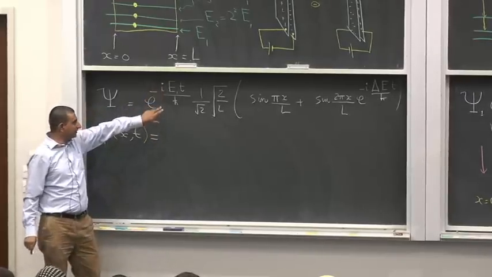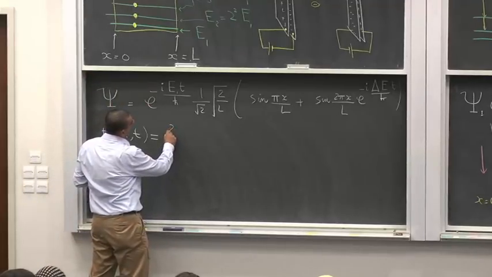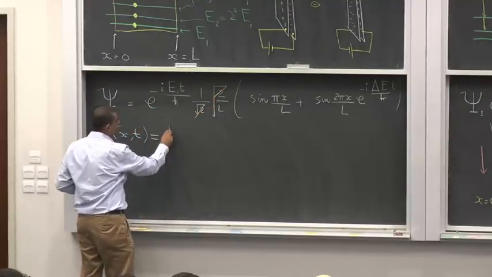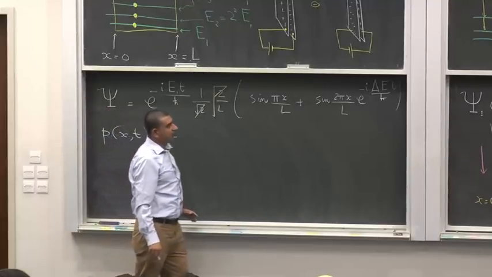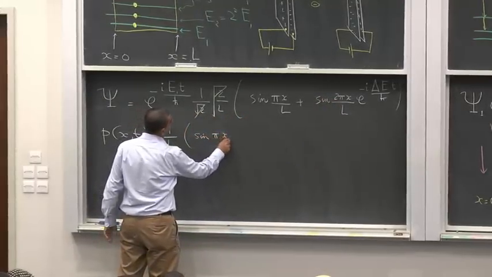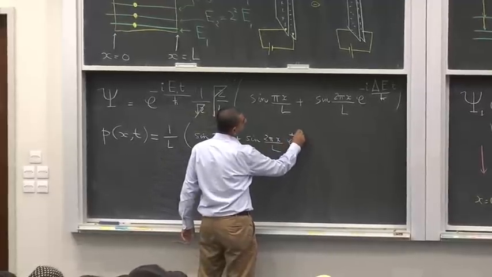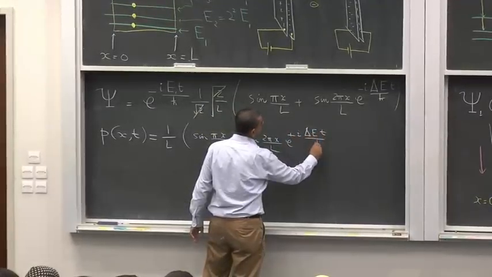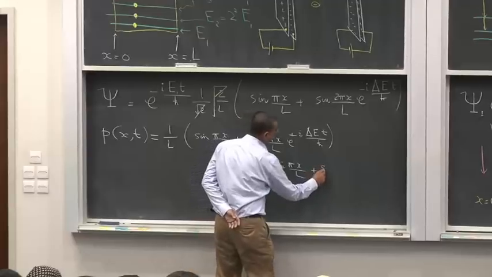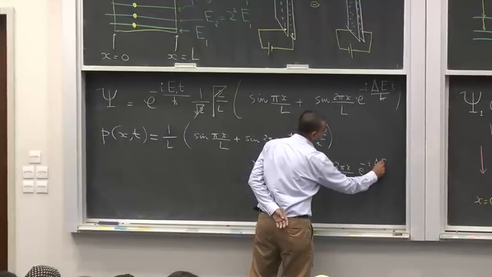If I take the complex conjugate of this and multiply it with this, I just get 1. This becomes 1 over L. Now what I need is sine of pi x over L plus sine of 2 pi x over L e raised to plus iota delta E t over h bar, multiplied with sine of pi x over L plus sine of 2 pi x over L e raised to minus iota delta E t over h bar.